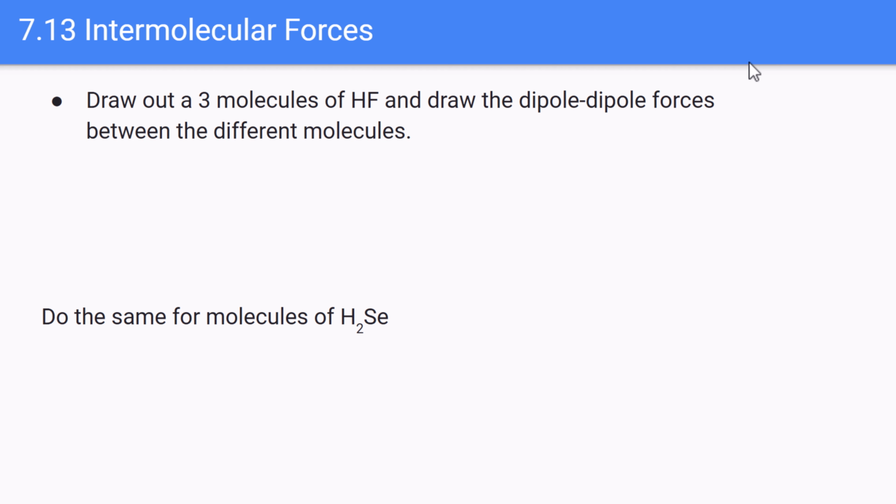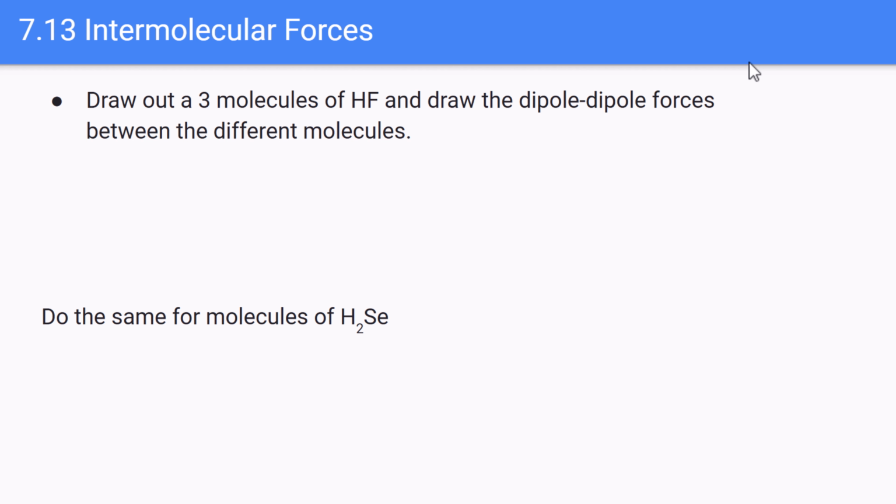So what we're going to do now is a little bit of an exercise. We're going to do some drawing. We're going to draw 3 molecules of HF and draw the dipole-dipole forces between the different molecules. So a couple things we're going to need to do here. First off, we need to draw our Lewis dot structures correctly. That's step number 1. Secondly, we need to identify which atom in the bond has a greater electronegativity, because that's going to be the portion of the bond that has the relative negative charge. Then we need to think about what part of the other HF molecules are going to be attracted to the parts of the HF molecule you've drawn.